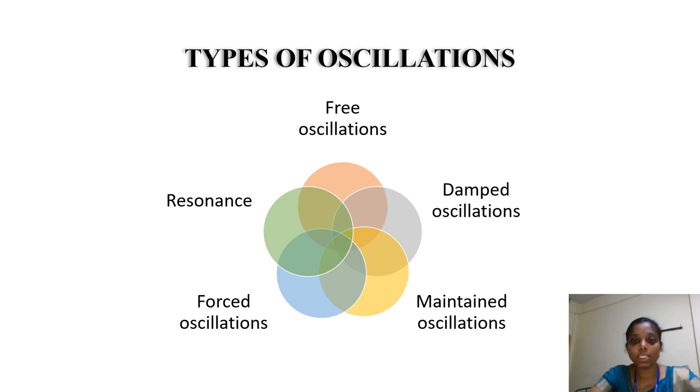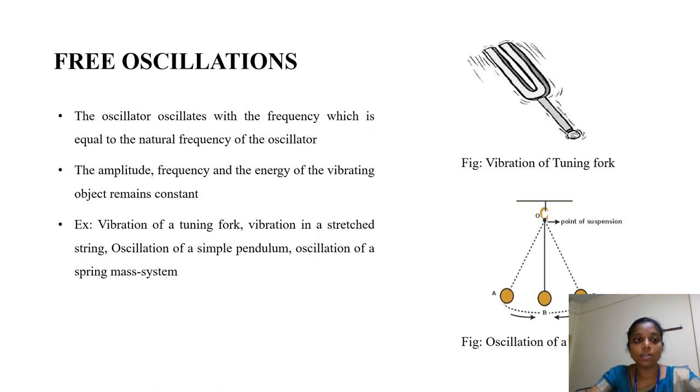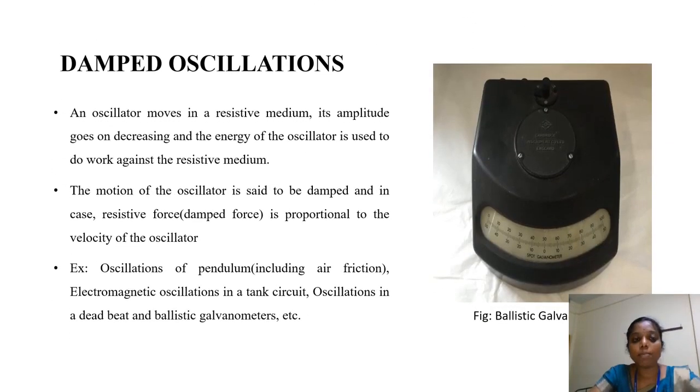Next, types of oscillation. There are 5 types of oscillations: free oscillations, damped oscillation, maintained oscillation, forced oscillation, and resonance. First, free oscillation. In this oscillation, the oscillator oscillates with a frequency which is equal to the natural frequency of the oscillator. Here, the amplitude, frequency, and the energy of the vibrating object remain constant. Examples: vibration of tuning fork, vibration in stretched string, oscillation of simple pendulum, oscillation of spring mass system are all examples of free oscillation.